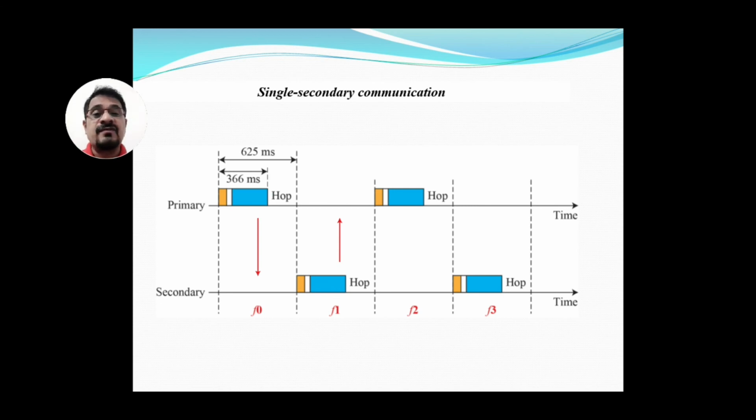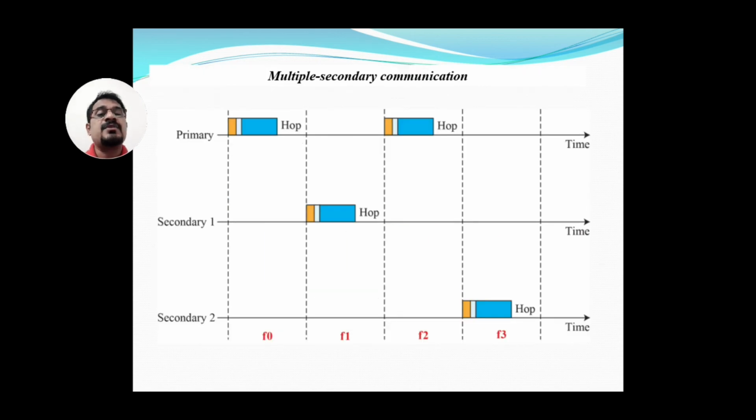It is hopping from one frequency to another frequency. Now the secondary will communicate to the primary with the frequency F1, and then again when the primary wants to communicate, it is going to hop to the next frequency, that is F2, and subsequently, for every communication that happens, it keeps hopping from one frequency to another frequency. This is how the communication is going to happen.